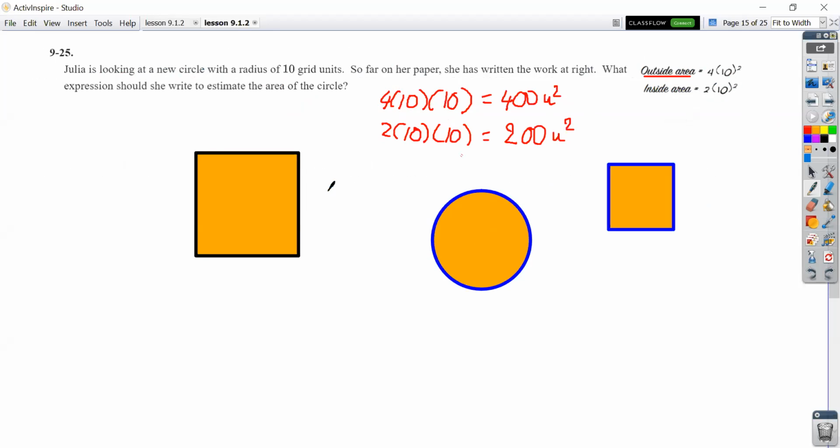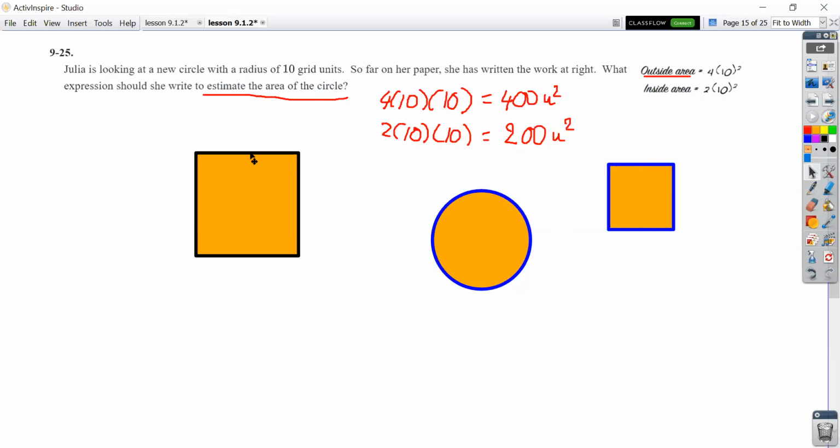Outside area, which means the area of the square, equals 4 times 10 squared, equals 4 times 10 times 10, which means 400 square units. Area inside of the square, we have 2 times 10 squared, which means 2 times 10 times 10 equals 200 square units. So she asks us to estimate the area of the circle.